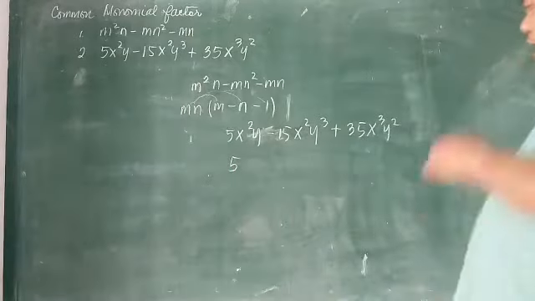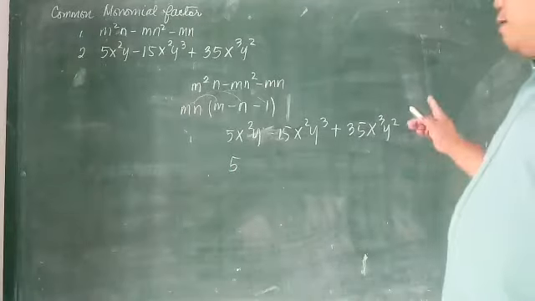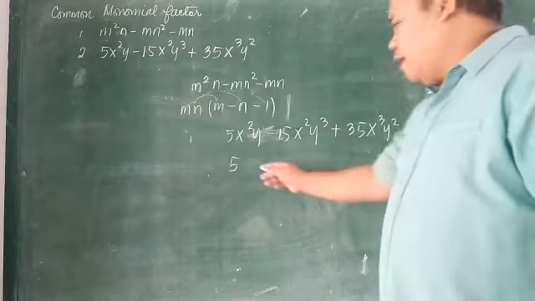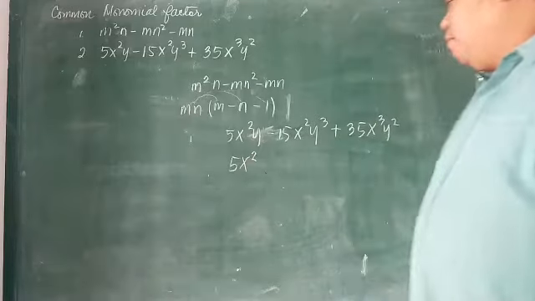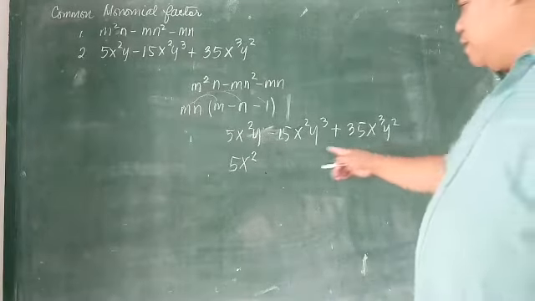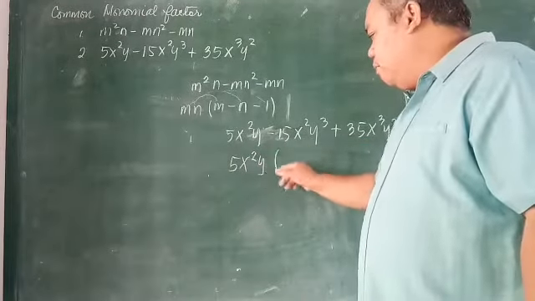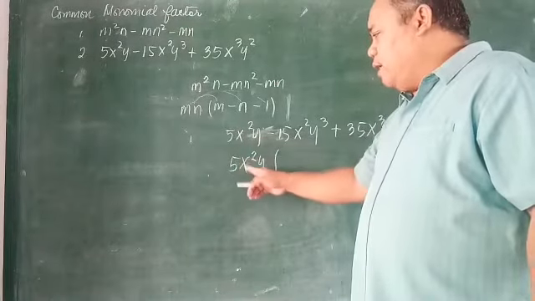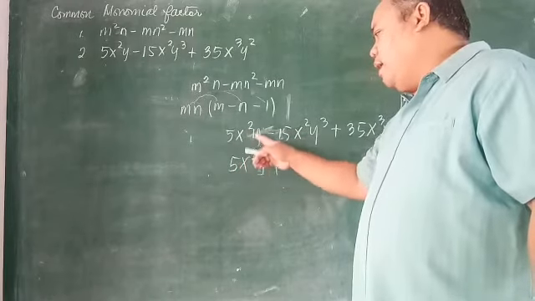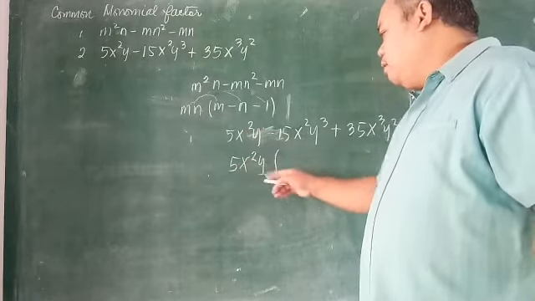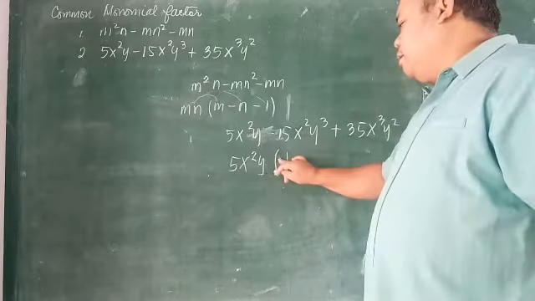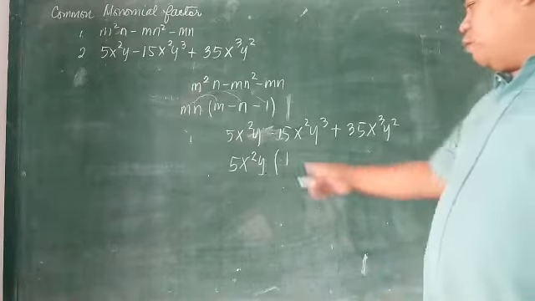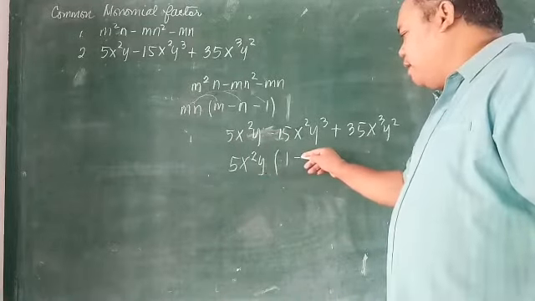Then, let's look for the variable with the lowest exponent in these 3 terms, and that is x squared. For y, the lowest exponent is y. Then we divide. 5 divided by 5 is 1. x squared divided by x squared is 1, and y is only 1 here, so when you divide this one, that's 1. And what about this one? 15 divided by 5 is 3.